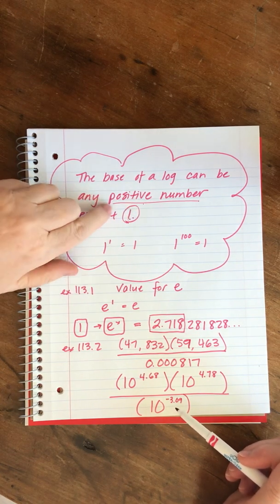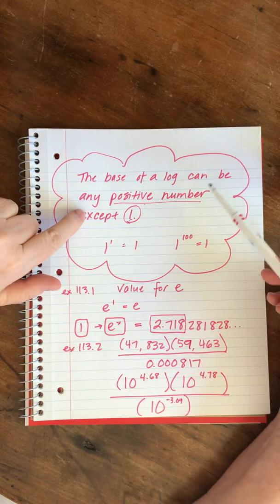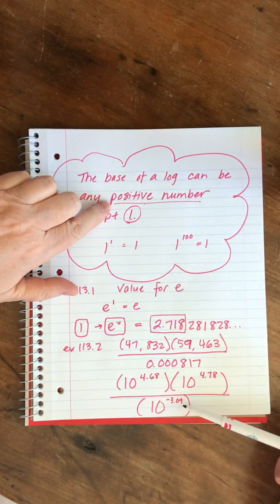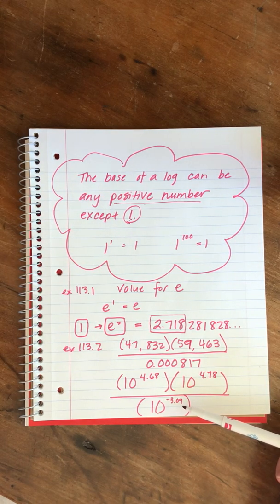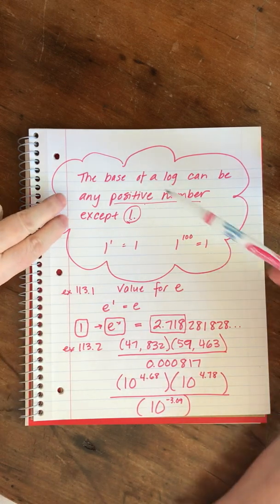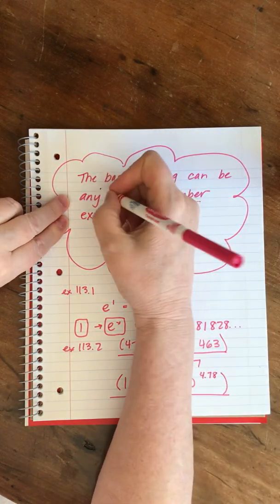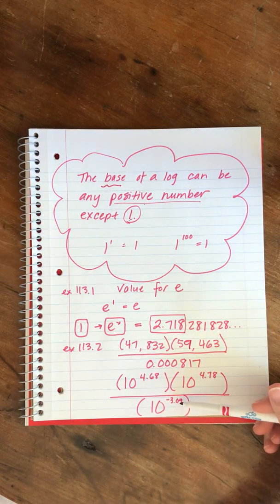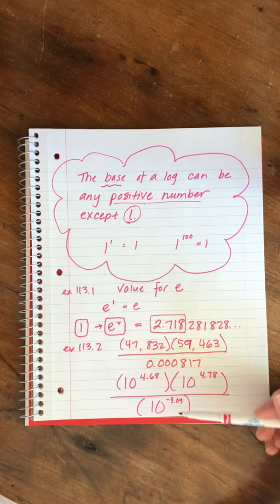Now, I told you up here that the base of a log can be any positive number. And here we have a negative number, and your sirens may be going off saying, wait, I thought we didn't do negative numbers. We're both right. The base of a log has to be a positive number, but the exponent can be negative. That's fine. So we're okay.